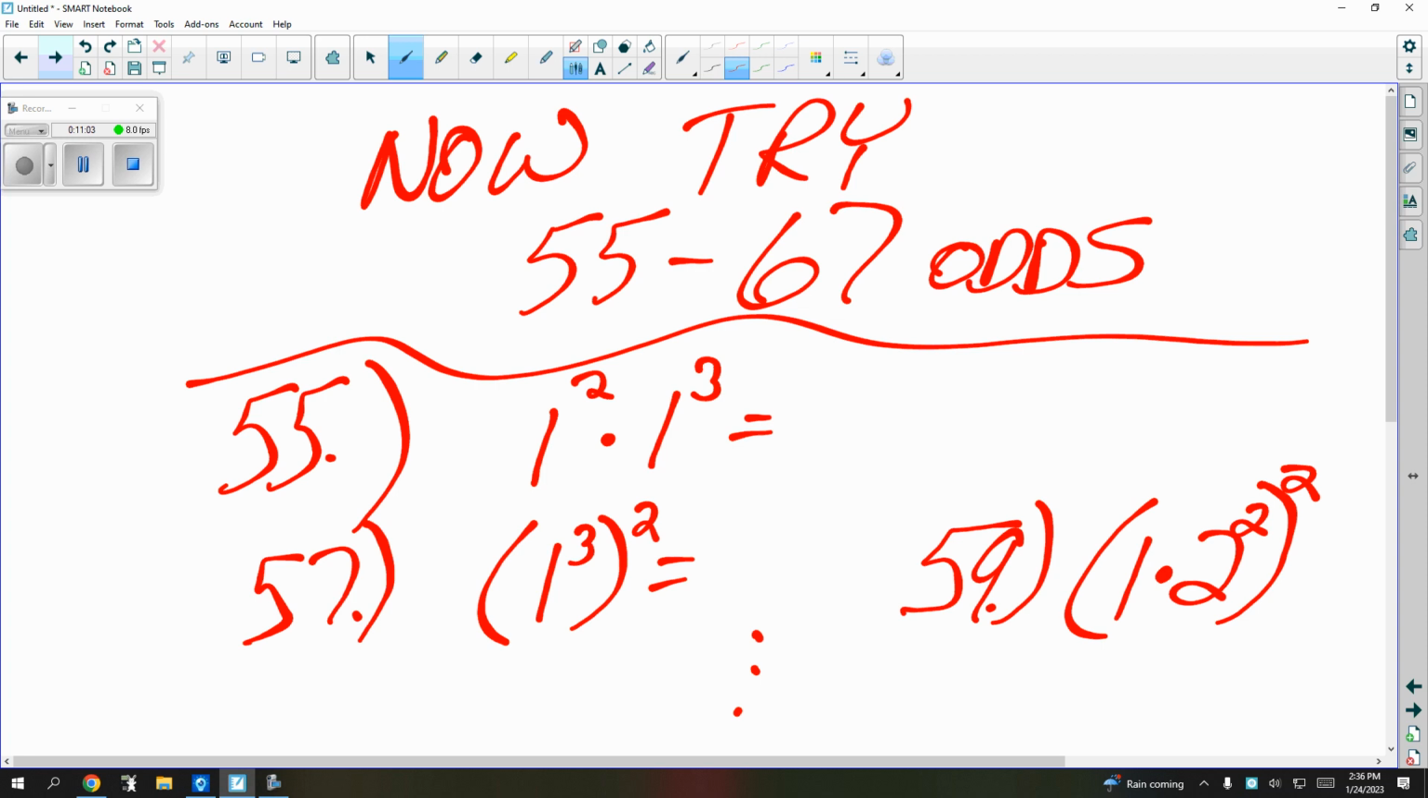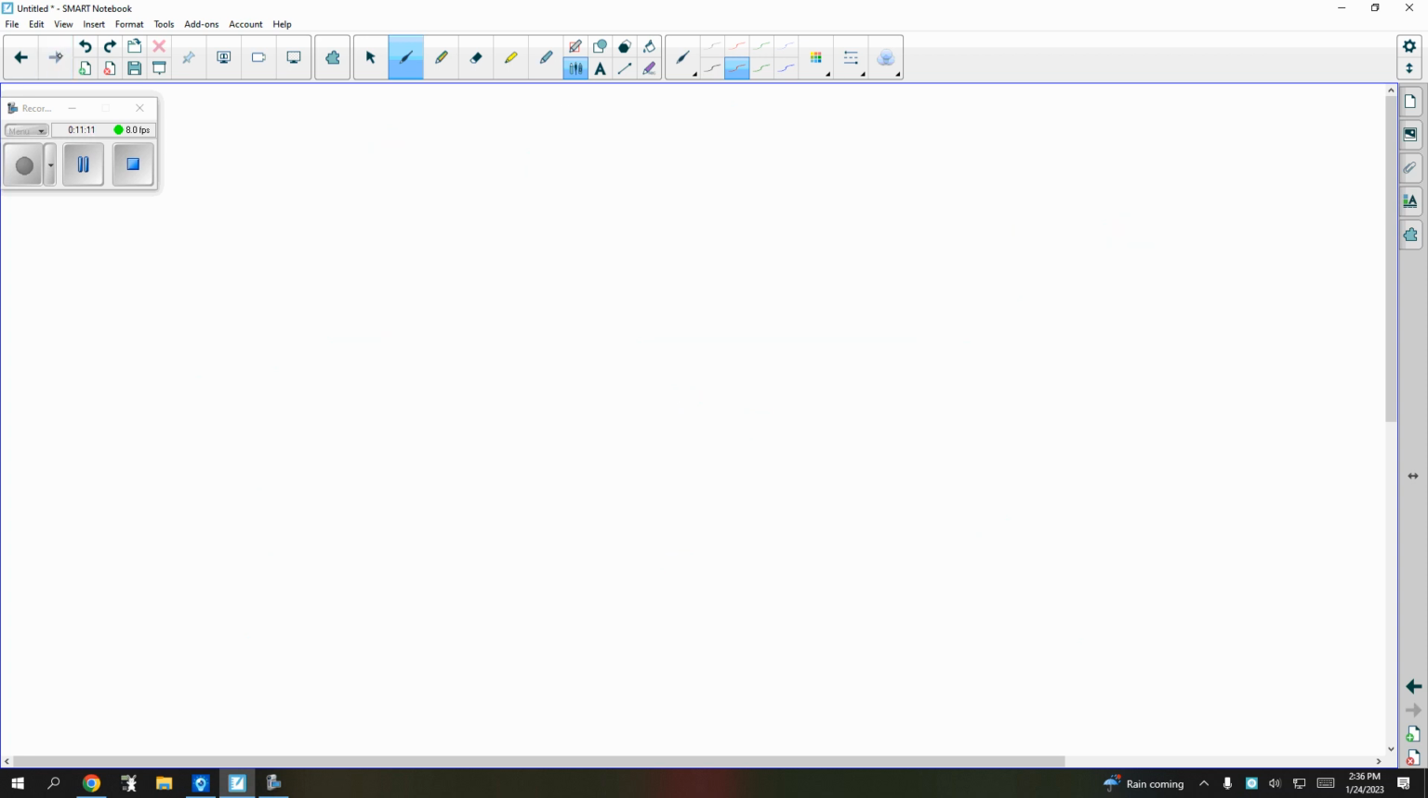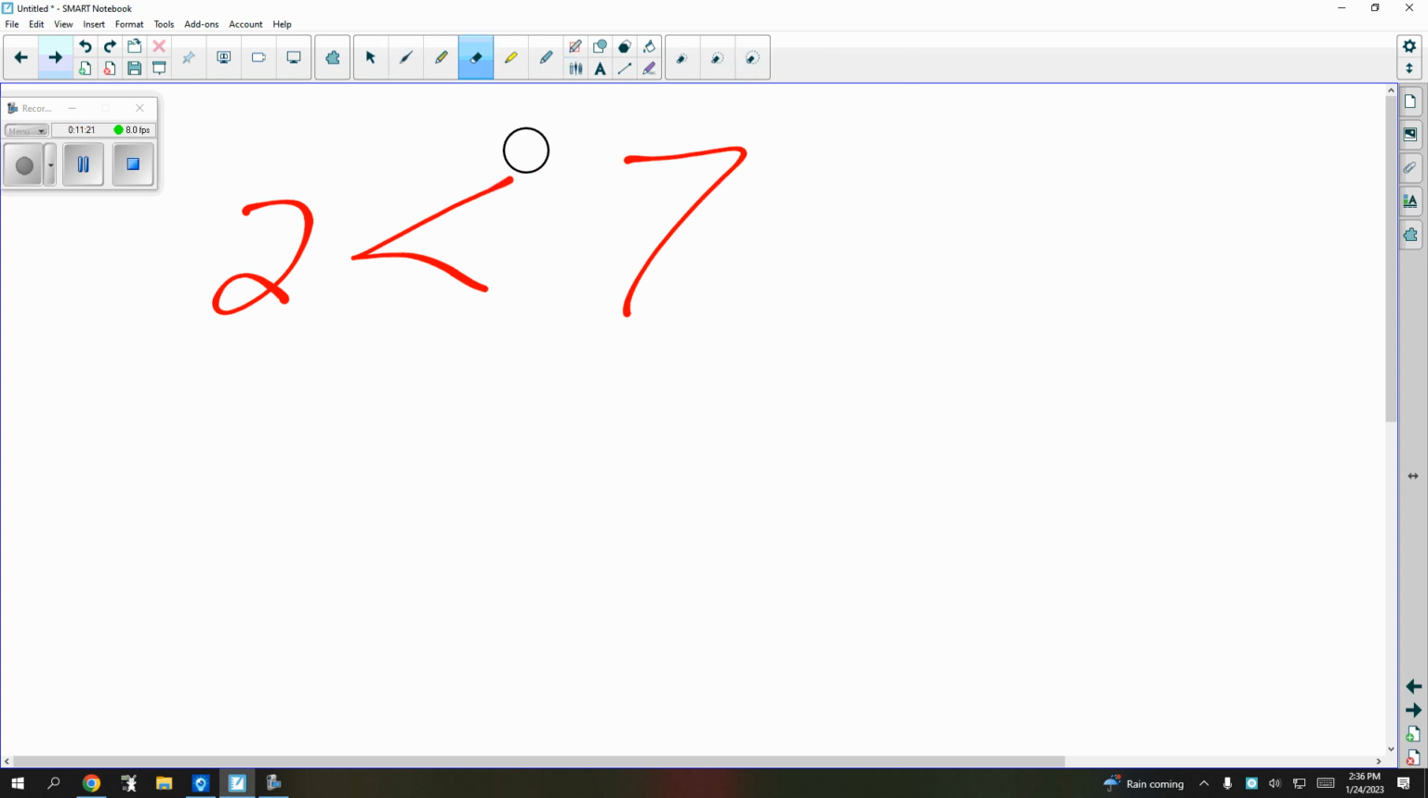I want you guys to calculate those values and then compare them with either a less than or a greater than sign. Remember that the alligator eats the bigger number. This is less than. 2 is less than 7. Okay? So just remember, that's how I want you guys to answer those. So I do actually want to see the numbers. What did you compare to get the answer for 63 or for 65 or for 67?